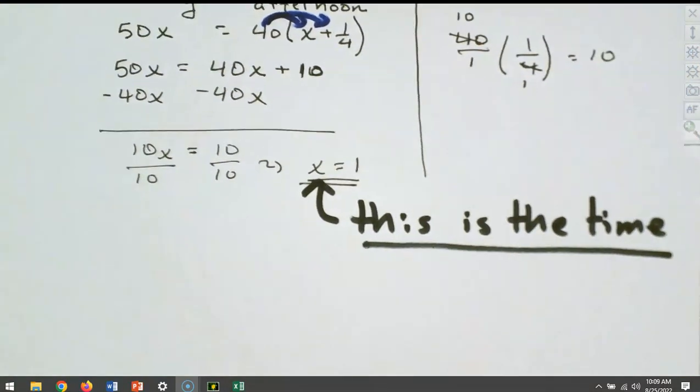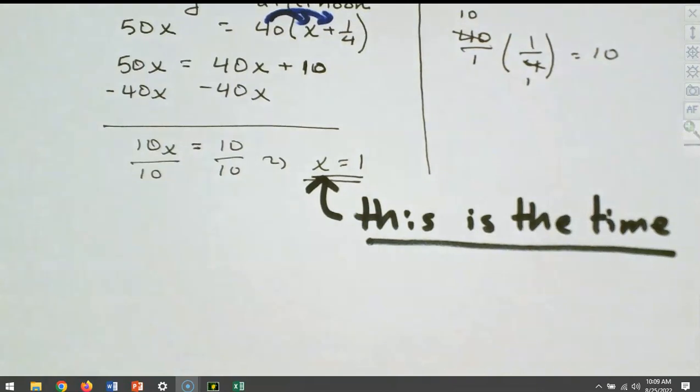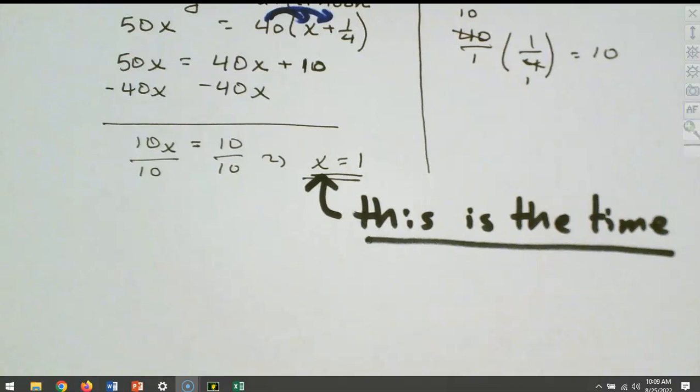We don't want the time, though, because when we go back and read question 19, on the very last part here, the very last sentence, it says, how far did she travel to the appointment? This is our time. We want the distance.